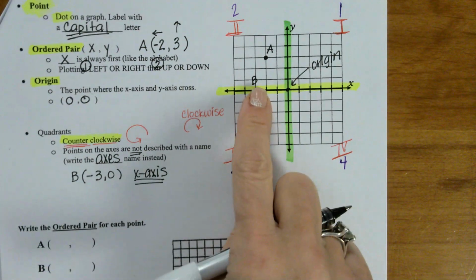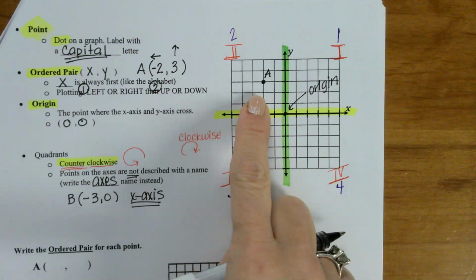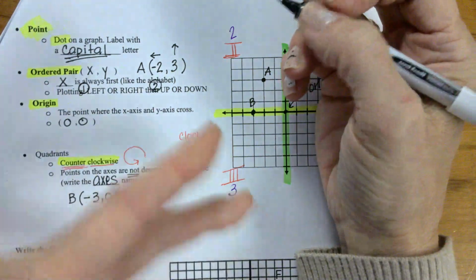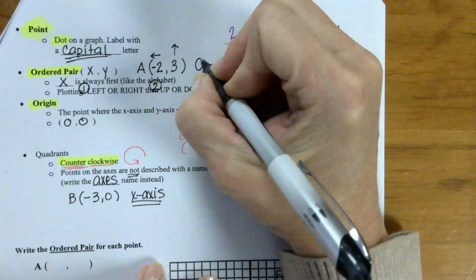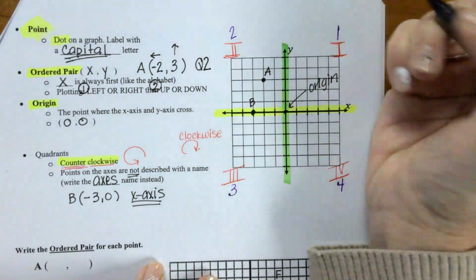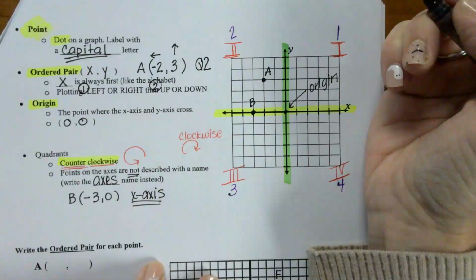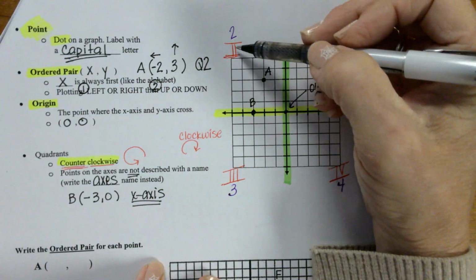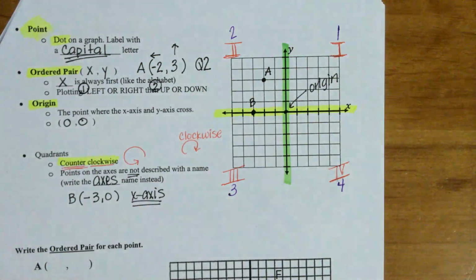Point A, what quadrant is point A in? When I name the points and say what quadrant they're in, I just put a Q and I put a 2. That's what I do. You can use Q2, you could use the Roman numeral 2. I don't care, as long as you understand what we're doing.